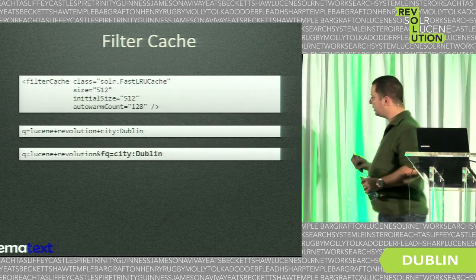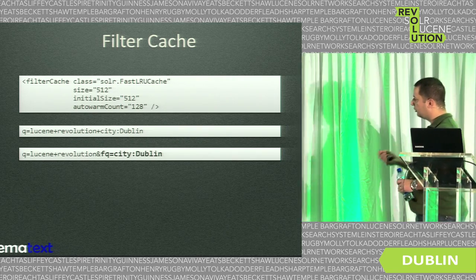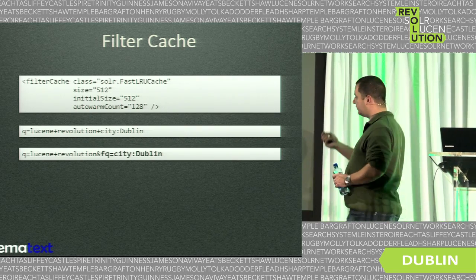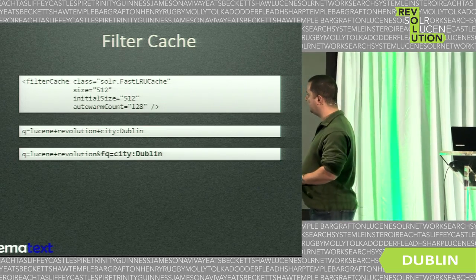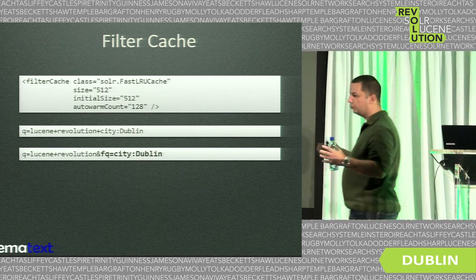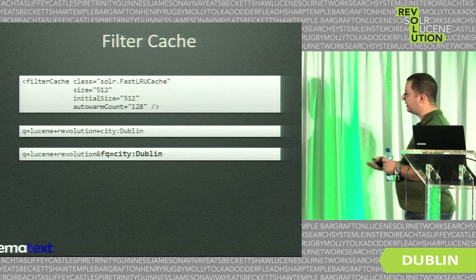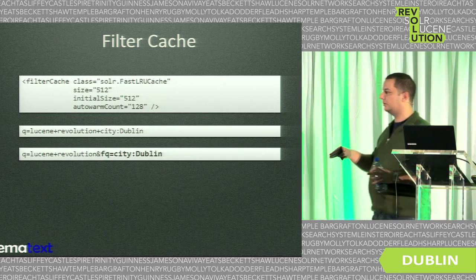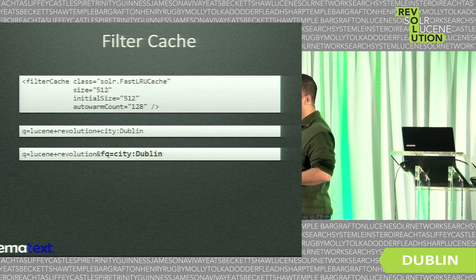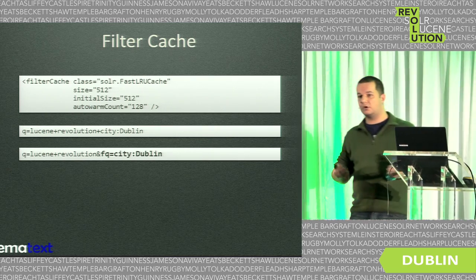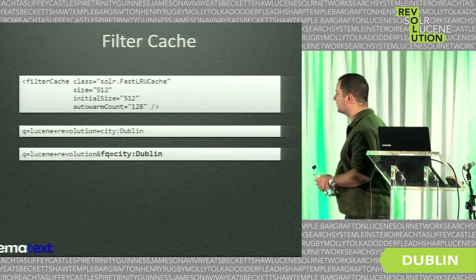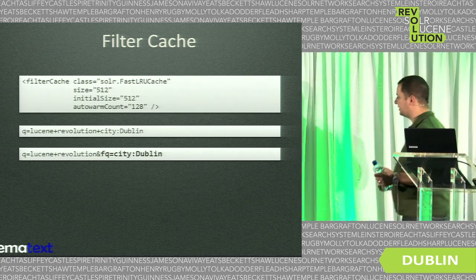For example, if we change it to q equals Lucene Revolution and filter query equals city Dublin, then city Dublin would be put into the filter cache, and whenever a new query came with the same filter, it would be reused, and we would save I/O operations, CPU cycles, and all of that. So the query would be faster.